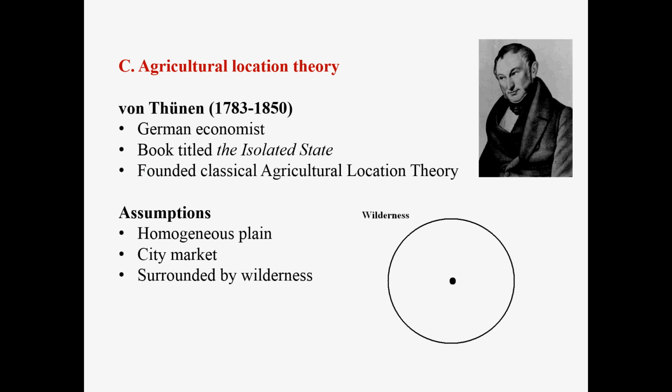Now, finally, I'd like to talk about a particular theory called agricultural location theory. This is the first time in human geography class here that we talk about a particular theory. But this theory is important because in the context of agricultural geography, students need to know about it. The theory is called agricultural location theory.